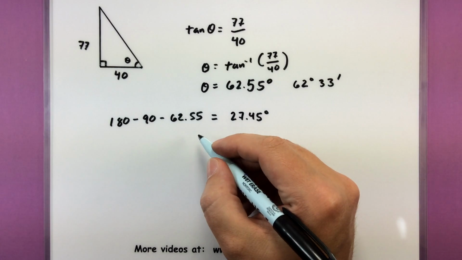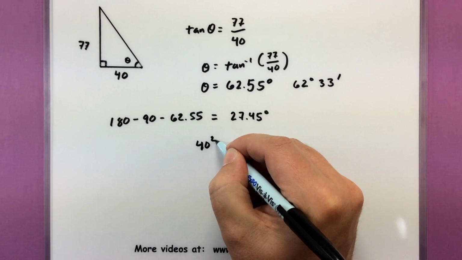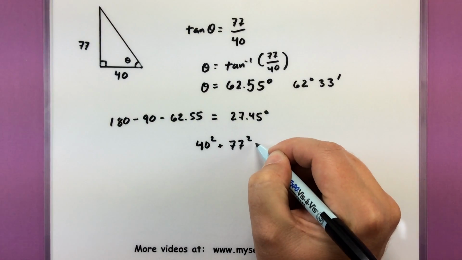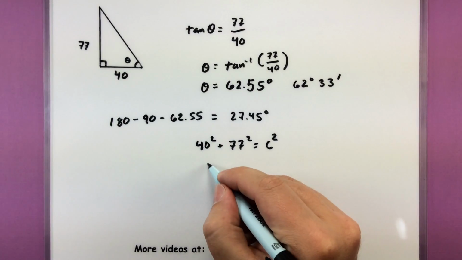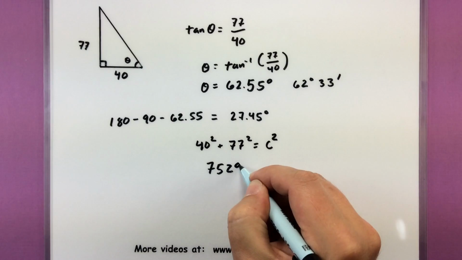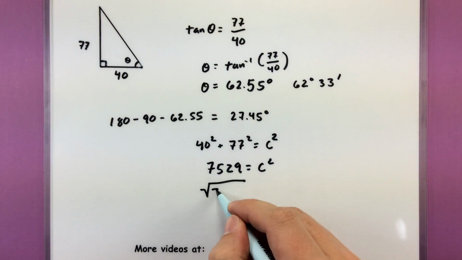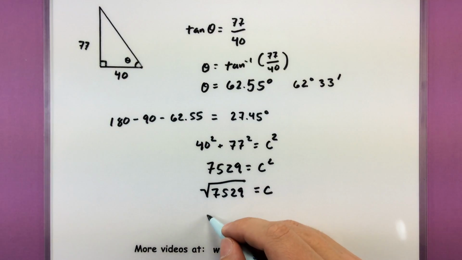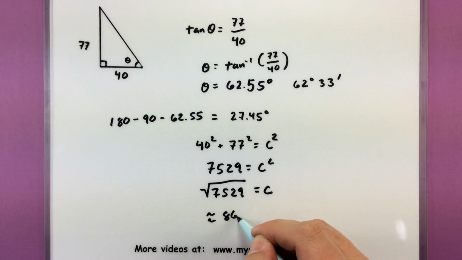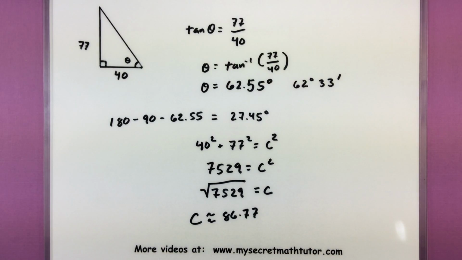You know, I think this is a good way that we can actually throw in the Pythagorean theorem, so let's go ahead and do that. So 40, one leg, squared, plus 77 squared equals c squared. Combining these over here, I'll end up with 7,529 equals c squared. Then I can take the square root of both sides. And it looks like this turns out just to be around 86.77. And that's our value for c, or at least something really, really close to it. I did round that one just a little bit.